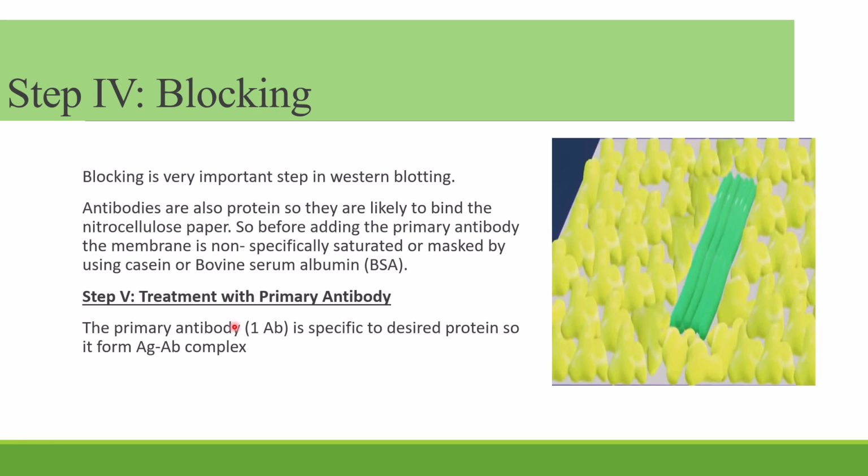Another step is treatment with the primary antibody. You have to add a primary antibody which is specific to your desired protein. See, there is a big pool of proteins, and you want to check whether this particular protein is there or not. So to check that particular protein, you block the rest of the things. Now the primary antibody will bind only to the exposed protein, which is not blocked. After adding the primary antibody, you go for primary antibody incubation for 12 to 14 hours.